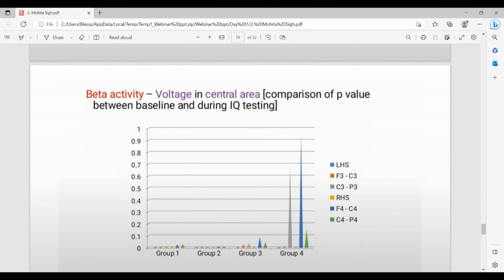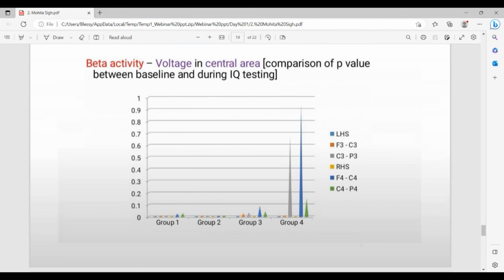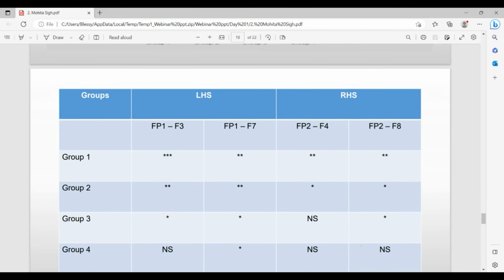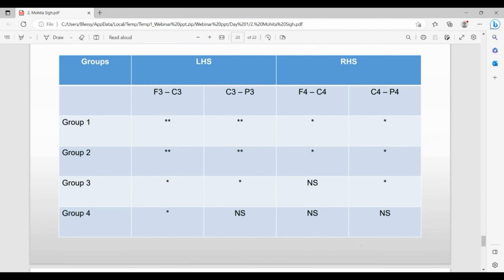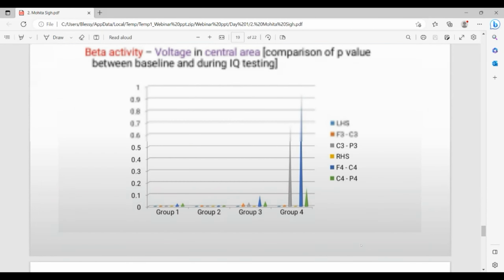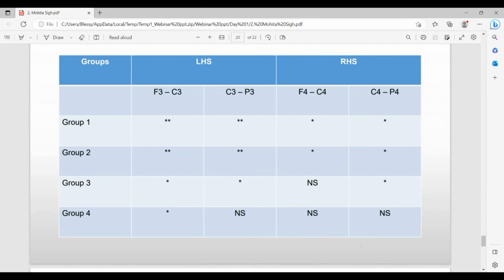For the voltage in the frontal area, the electrodes for the left, ma'am, just previous one. Yes. For the left, no, ma'am, previous one.